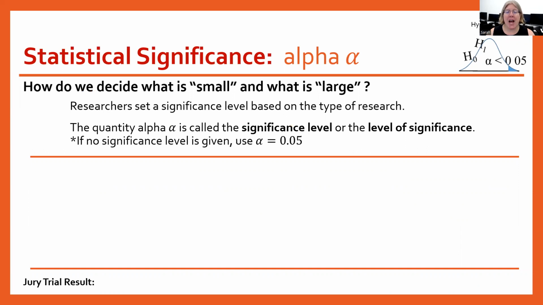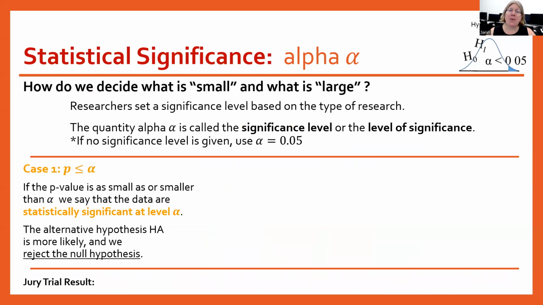Suppose we set alpha at 5% and we got that 2% result with the soda drinks. That means my p-value is smaller than the alpha. If the p-value is smaller than the alpha, we say that the data, the results, the differences are statistically significant at that level. This means the alternative hypothesis is more likely, and we're going to reject the null hypothesis.